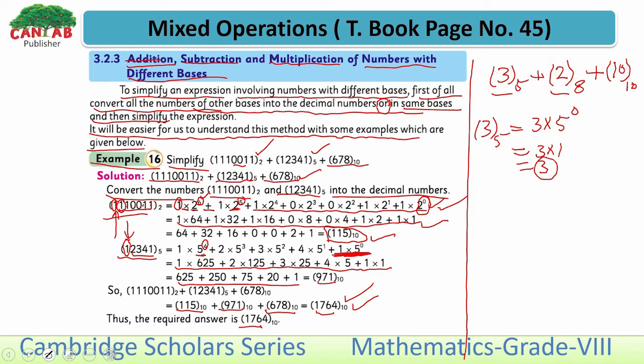This is 3 with base 10. Now 2 with base 8 is equal to 2 multiplied by 8 raised to the power 0. So we have 2 multiplied by 1, which is equal to 2 with base 10. Now we can add these numbers. How? Add these numbers.